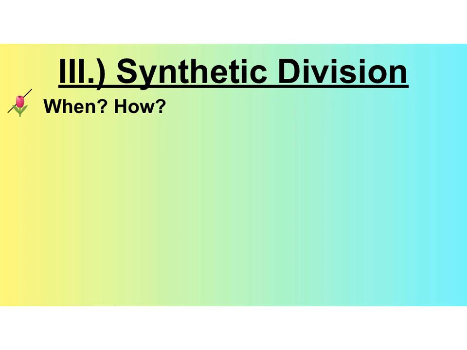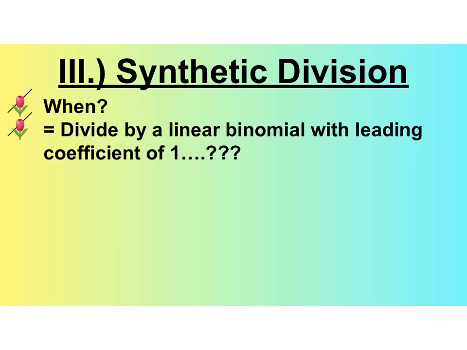All right, we're going to switch gears and look at synthetic division. When can we use it and how do we use it? We're going to use it when we're dividing by a linear binomial with a leading coefficient of 1. Well, that's a lot of vocabulary. Linear means just x. Binomial means we have two terms. Leading coefficient of 1. That's going to be something like dividing by x plus 2. It's linear, it's x to the 1. There are two terms and the leading coefficient is 1. You can use it when the leading coefficient is something else, but we're not going to see that in this class.